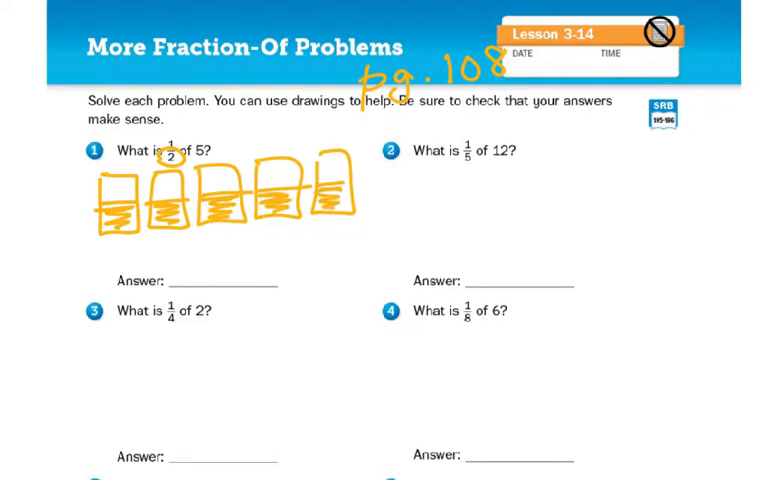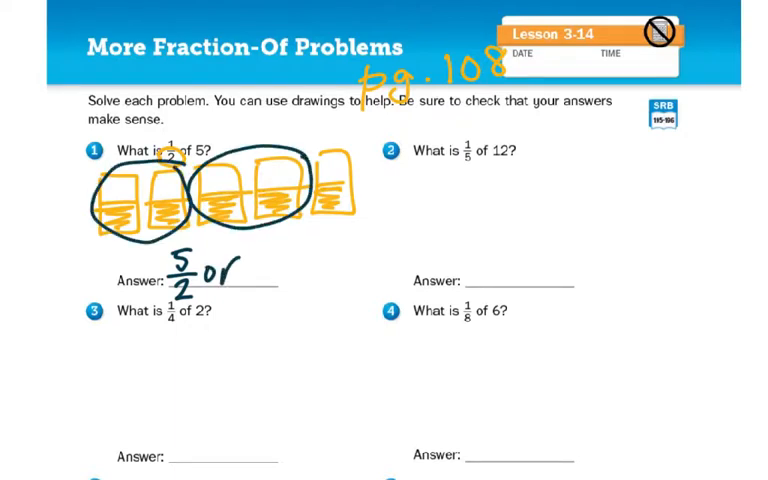What's half of 5? Well, one way to say it is to say 5 halves. We're taking 5 and dividing it into 2. Or we can say these 2 equal 1, these 2 equal 1 whole, with 1 half left over. So 5 halves is the same as 1 and 1/2.